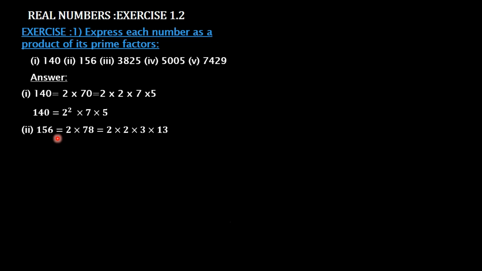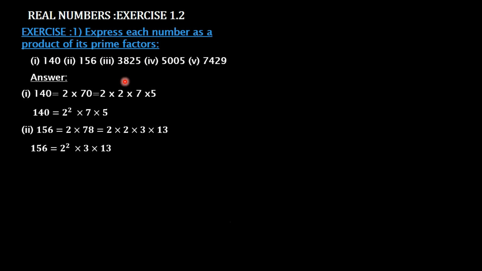2 is divisible on 156, because here we have an even number as the last digit. So it is divisible by 2. Then on dividing by 2 we will get 78. What about 78? Again it is divisible by 2. Then we will get 39. 39 equal to 3 into 13. That is, 39 is divisible by 3. Why is 39 divisible by 3? 3 plus 9 is 12. When we add the digits, if we get a multiple of 3, then it is divisible by 3. So 156 equal to 2 square into 3 into 13.